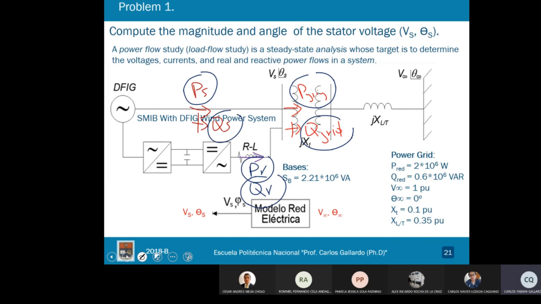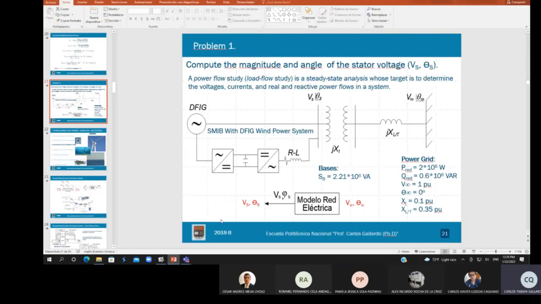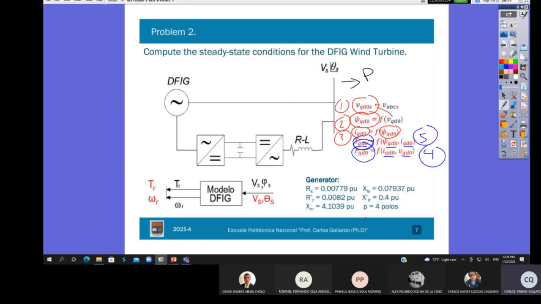From the control viewpoint, this is a control strategy. I will assume the rotor reactive power is equal to 0 in order to carry out the control. It's possible to assume a different value, but for this case I will assume the rotor reactive power is equal to 0. Once again, this is a control strategy. So let's continue.